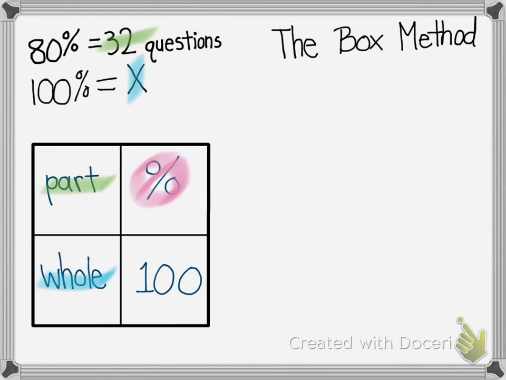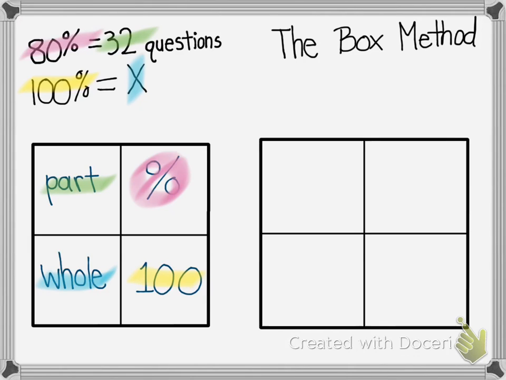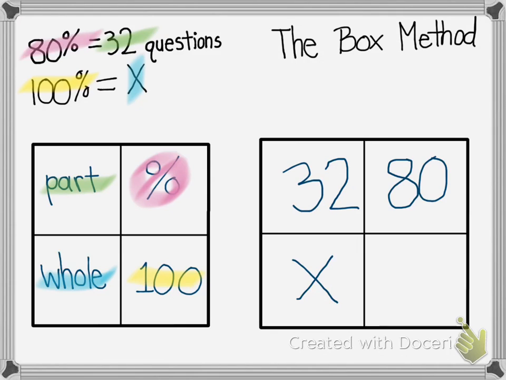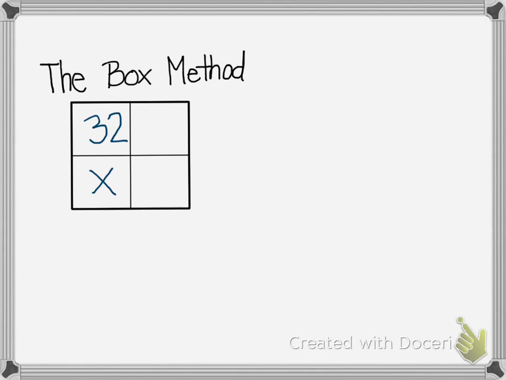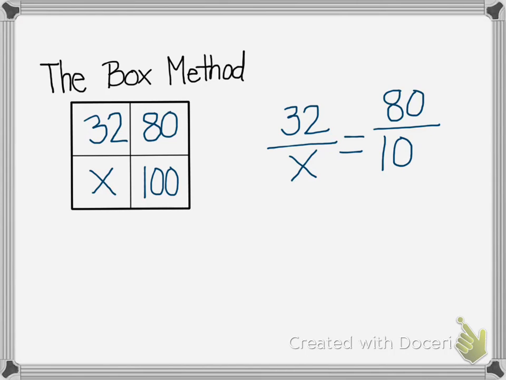What I do know is that 80% of the questions, 80% equals 32. So my percentage is 80 and it's out of 100. So now I'm going to insert the integers into the box, starting with the part, which is 32. My variable to represent the whole, my percentage, which is 80 out of 100. And this is what it would look like without the box. 32 over x equals 80 over 100.